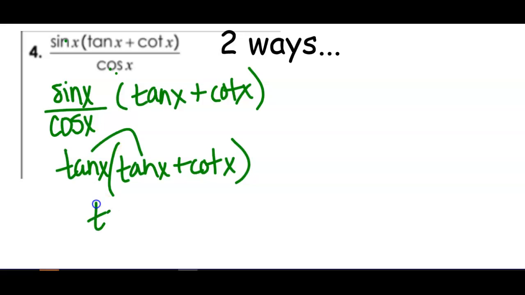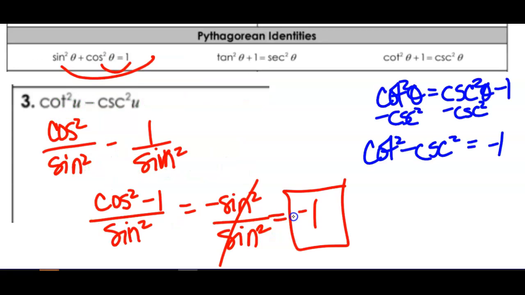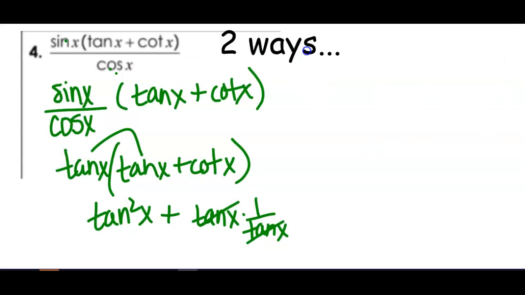Tangent times tangent is tangent squared. But cotangent is the reciprocal of tangent, so this is like tangent times 1 over tangent, which is going to be 1. So then we have tangent squared plus 1, which is a secant squared.